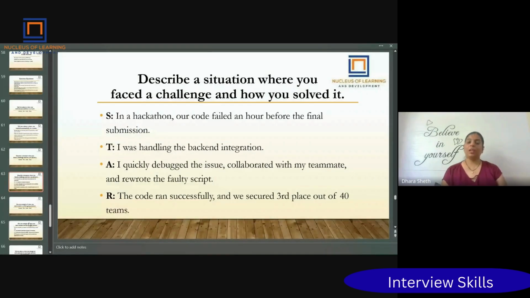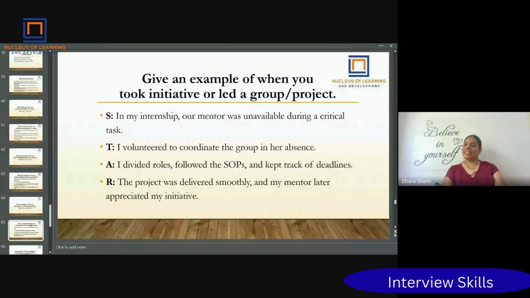Give an example of when you took initiative or led a project. In my internship, our mentor was unavailable during a critical task. I volunteered to coordinate the group in their absence. I divided roles, followed the SOPs, and kept track of deadlines. The project was delivered smoothly, and my mentor later appreciated my initiative. So this could also be a story where you took the lead.